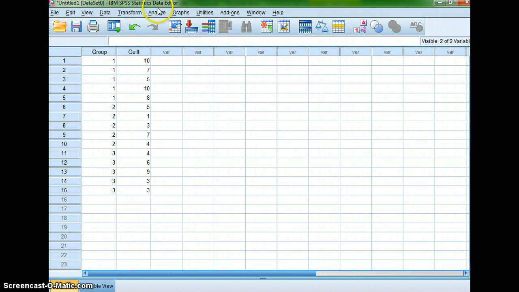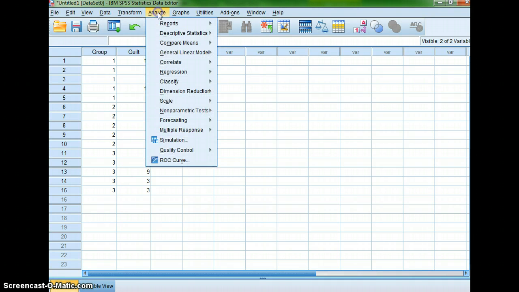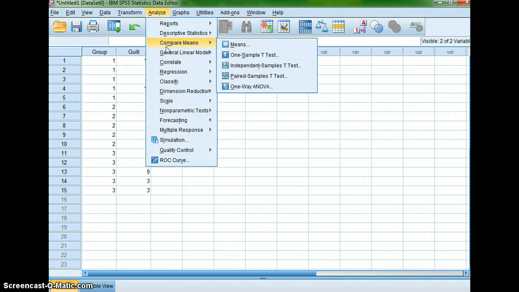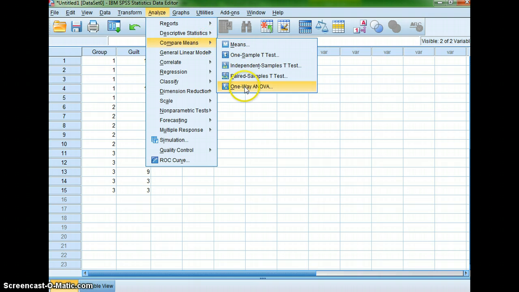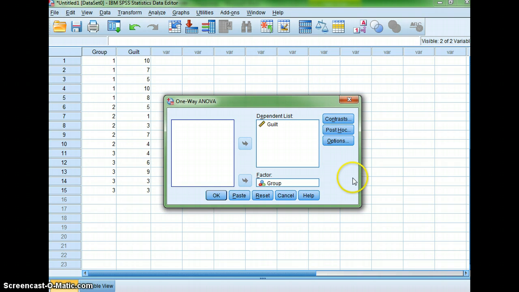So what I'm going to do is go to Analyze and then go down to Compare Means, and then to One-Way ANOVA. And then I'm going to do 2 things. First off, I'm going to have my group be my factor because that's how I'm grouping them nominally. Group was nominal data there. And then my dependent list is going to be guilt.